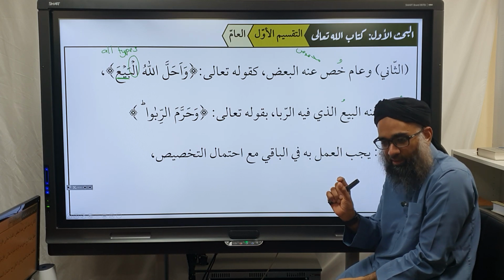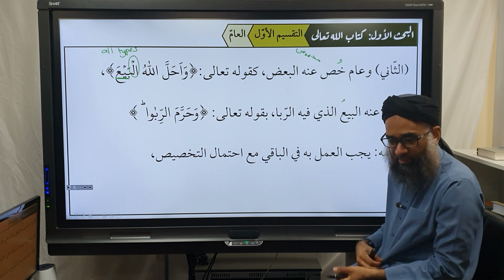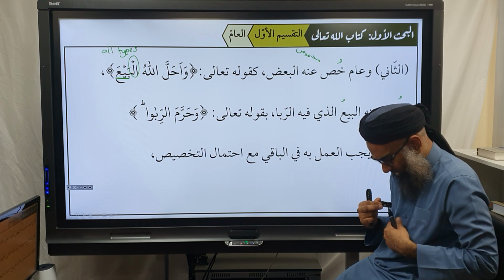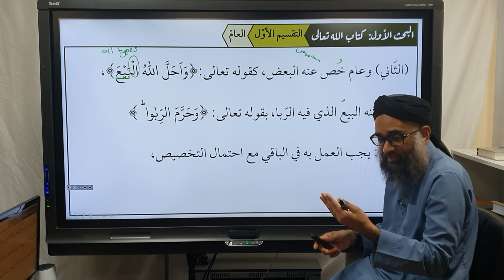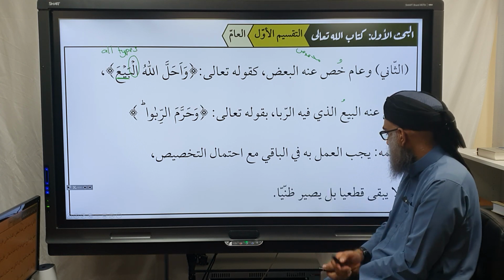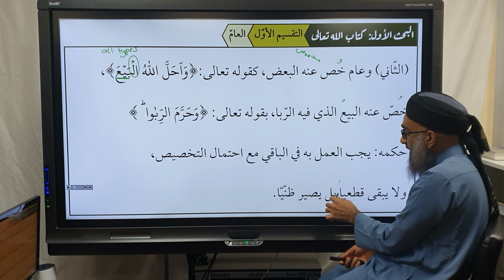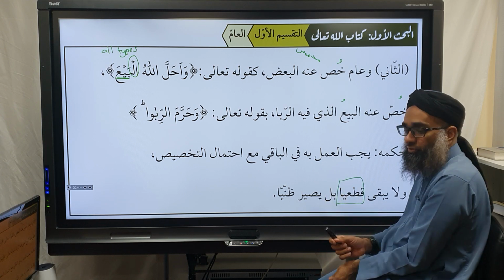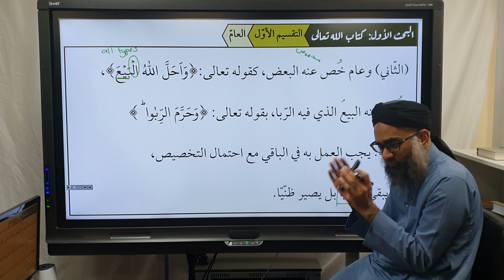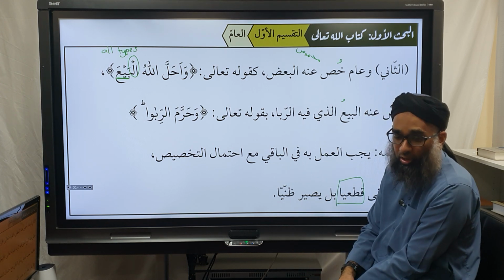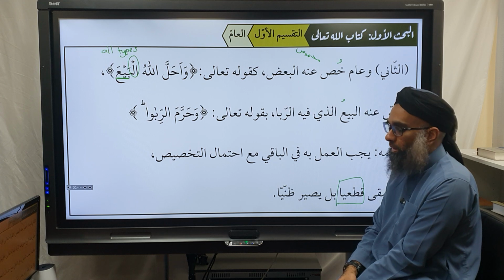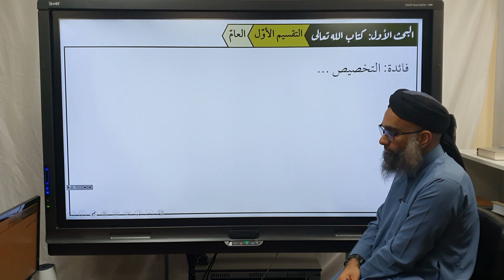There's a possibility with correct evidence that there's some other fard that has been removed. وَلَا يَبْقَى قَطْعِيًّا. This no longer remains qat'i. What does qat'i mean? 100% definitive. There's no doubt in regard to this. بَلْ يَصِيرُ ظَنِّيًّا. Rather it becomes what? ظَنِّي.